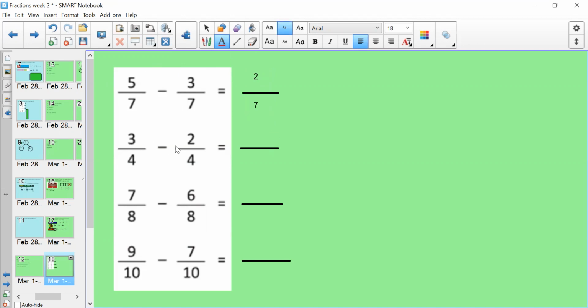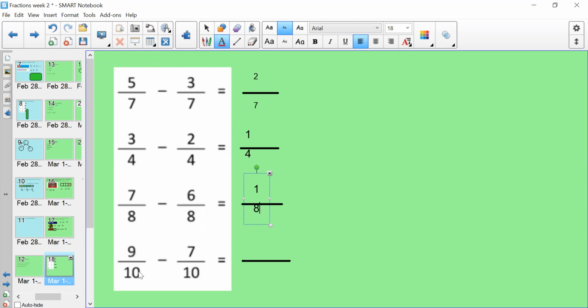Next one, we've got 3/4 take away 2/4. So 3 take away 2 is 1. And then we've got 1/4. And here we've got 7/8 take away 6/8. So 7 take away 6 is 1. So my answer is 1/8.